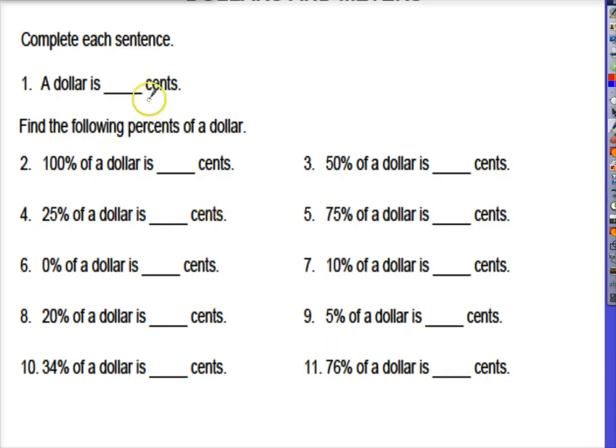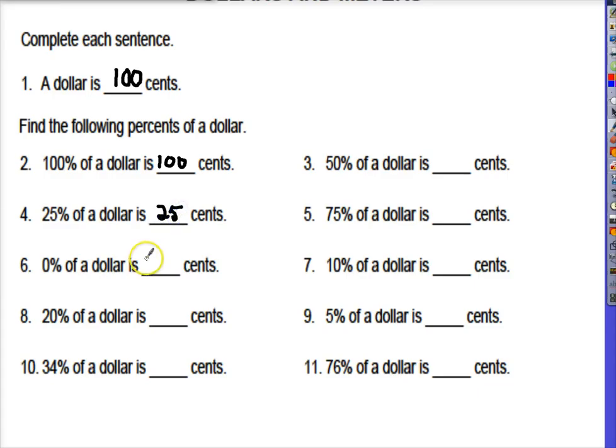Okay, so let's check and see. Well, a dollar is 100 cents. 100% of a dollar is 100 cents. Okay, if you have 100 pennies, you've got a dollar. 25% of a dollar is, well, you could say a quarter, that's true, but it's also 25 cents.